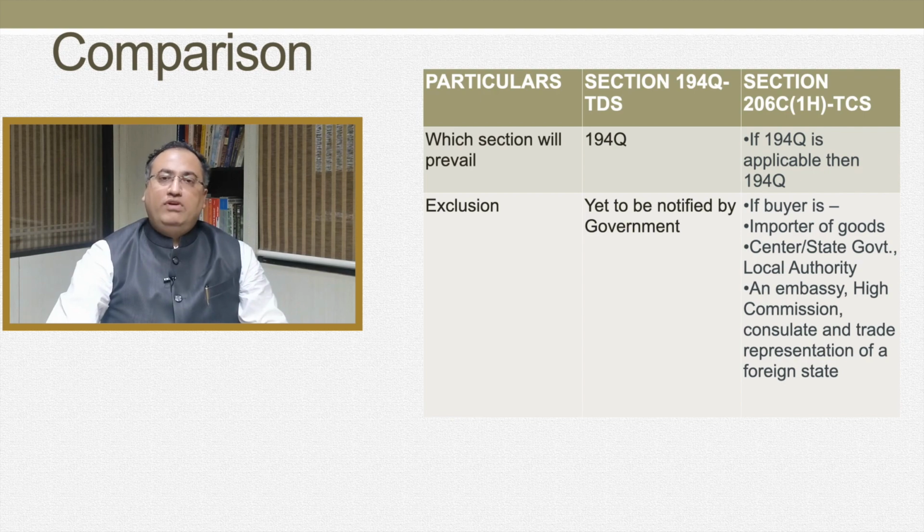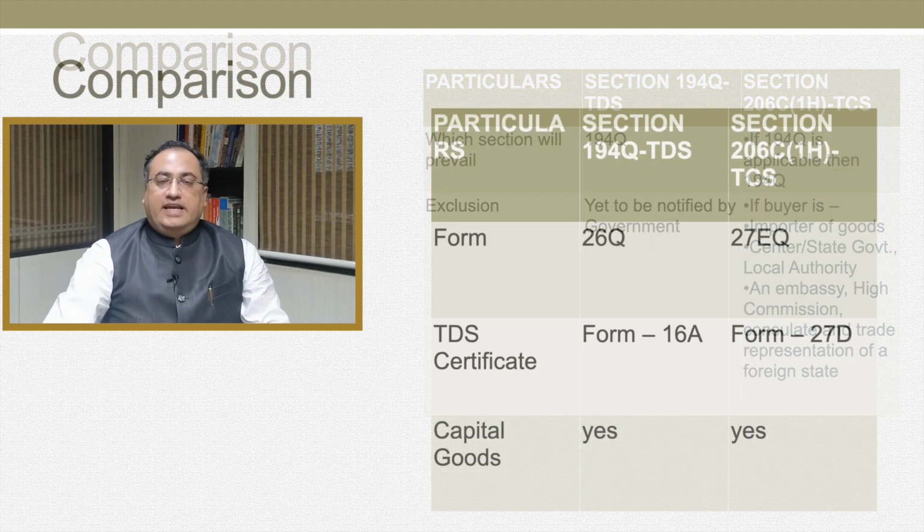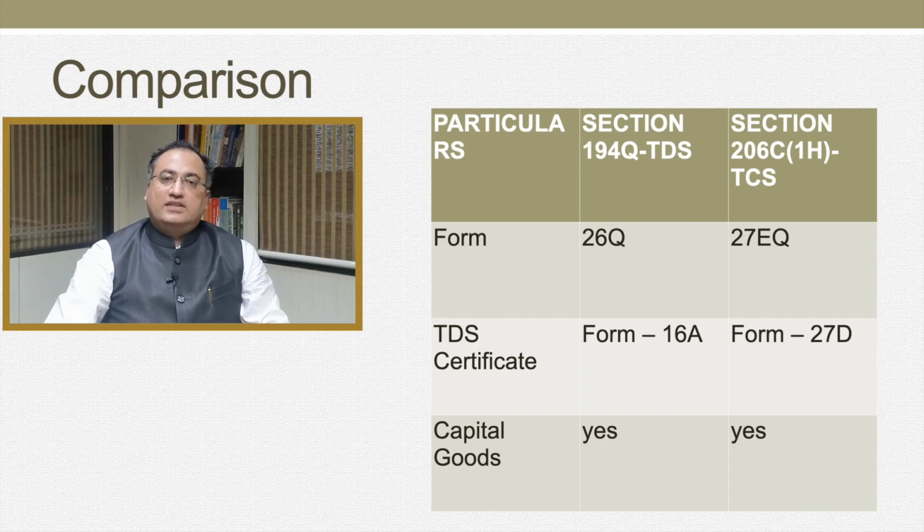Now moving further, which section will prevail? Section 194Q will prevail in case there is any conflict between these two sections. However, if section 194Q is not applicable, in that case section 206C is to be applied. In case of section 194Q, no exclusions have yet been notified by the government. However, in case of the TCS section, there are certain exclusions which have been notified by the government, which is that it will not be applicable in case of an importer of goods, central or state government, local authority, embassy, high commission, consulate, trade association, etc., as already discussed. Again, the form will be 26Q in case of TDS and 27EQ in case of TCS.